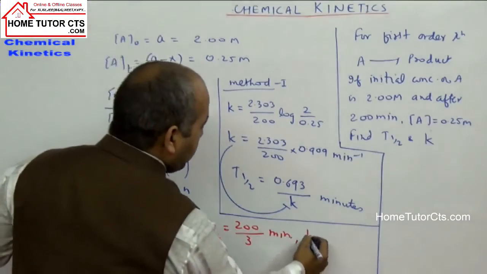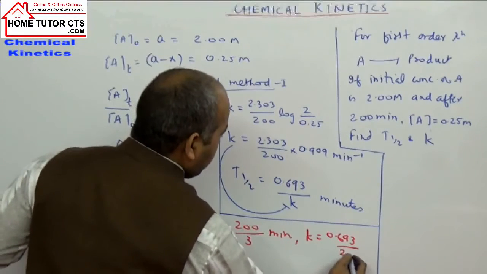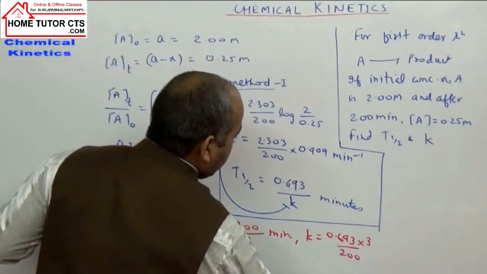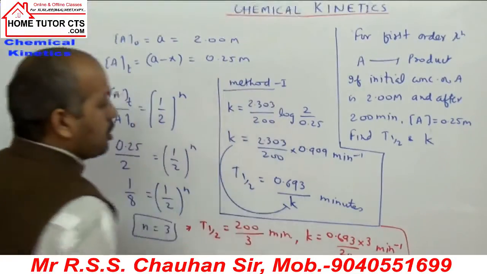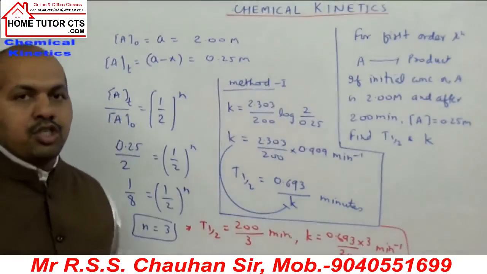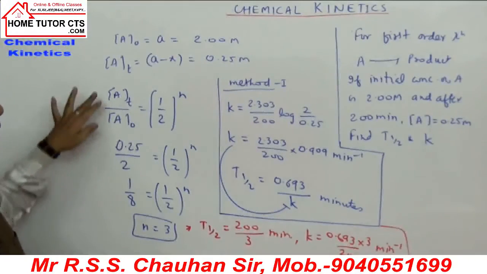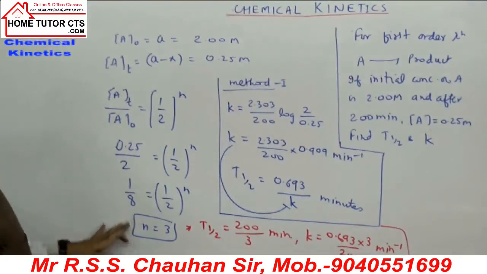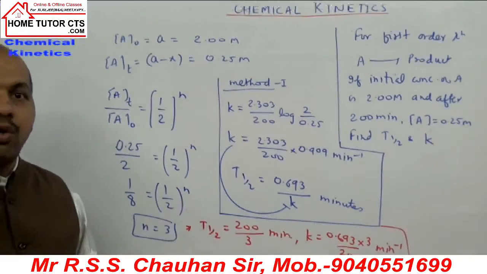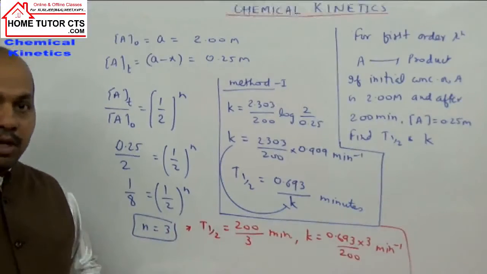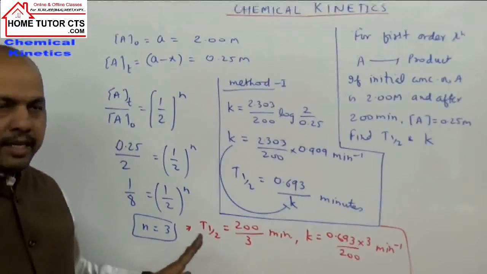And K will come accordingly as 0.693 by T half, in minute inverse. So we can use both approaches to solve this question. This kind of expression can be useful if the ratio can be taken as a whole number type, so you can easily take the cube root, whatever is required. You can compare easily when n is a whole number. If the number of half-lives is a whole number, you can use it. So I hope this example is clear.